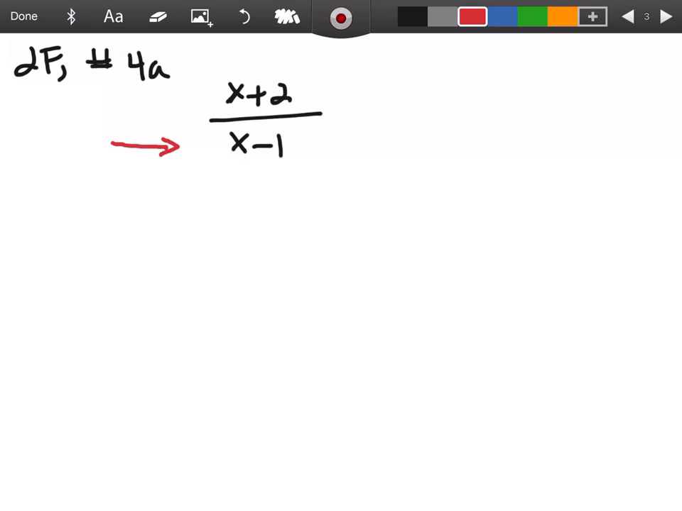If you remember that, x can't be, in this case, 1, right? And to find out what that is, you always have to set the bottom equal to 0 so that you can know what it can't be. In other words, x minus 1 equals 0. Add 1 to both sides, x equals 1. So I can't let that happen.